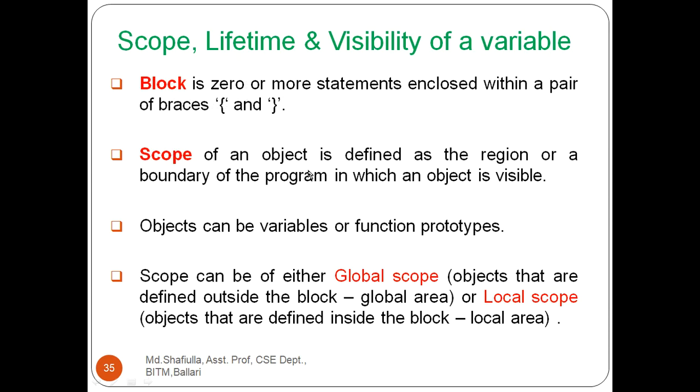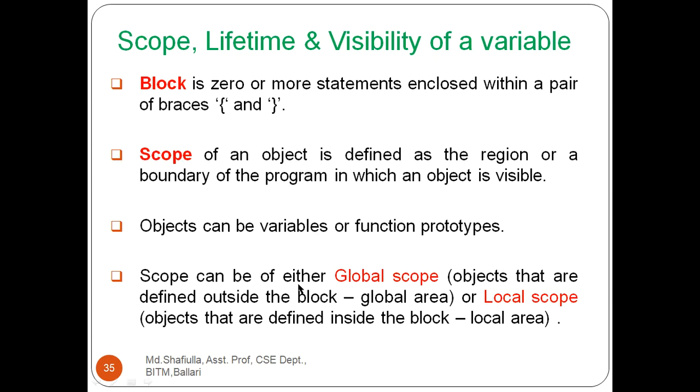The scope of an object is defined as the region or boundary of the program in which that object is visible. The region where that object is visible, or the boundary of that, we call it a scope. So what can be an object? It can be either a variable or a function declaration.